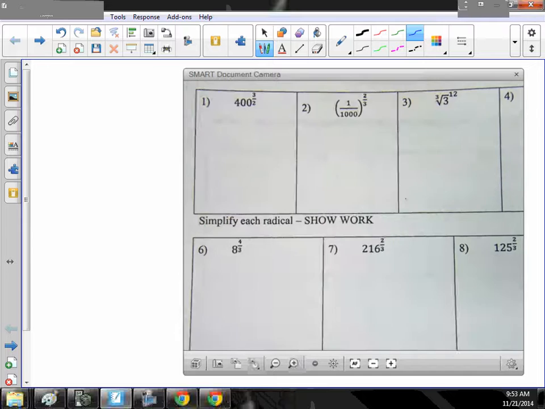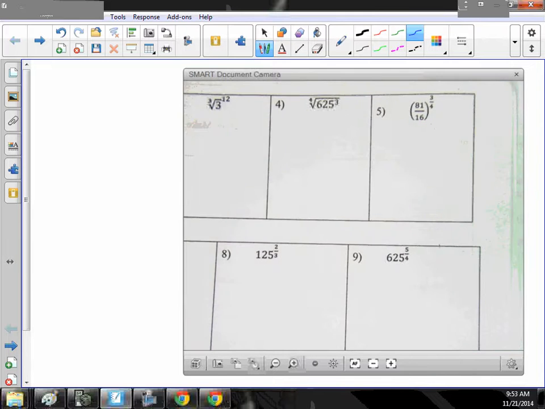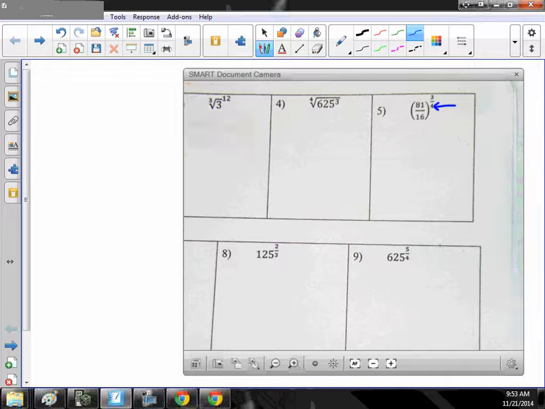Okay, number 4. Can 81 be broken into 4 equal multiplications? Well, it can't be divided by 4. But is there something to the 4th power that equals 81? 3. So it's 3 times 3 times 3 times 3. Can 16 be broken into 4 equal multiplications? 2. 2 times 2 times 2 times 2.